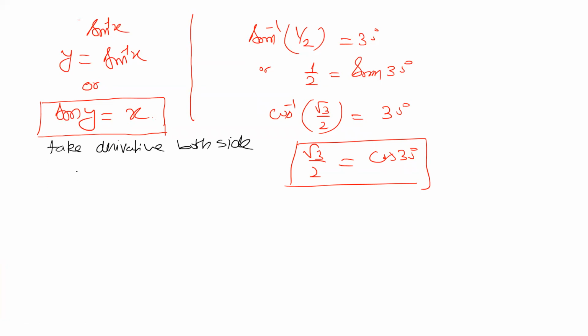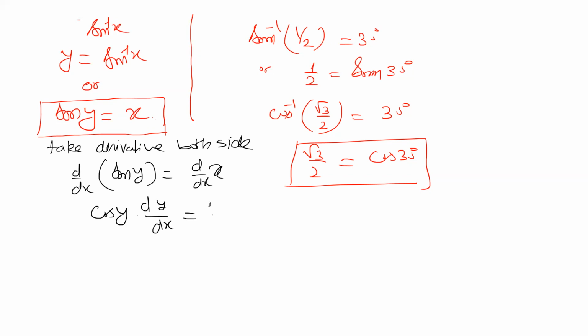Then d/dx of sin y equals d/dx of x. Here we apply the chain rule, because this is an implicit function. So sin y gives cos y into dy by dx. Here you will get 1. Understood? dy by dx equals 1 by cos y.